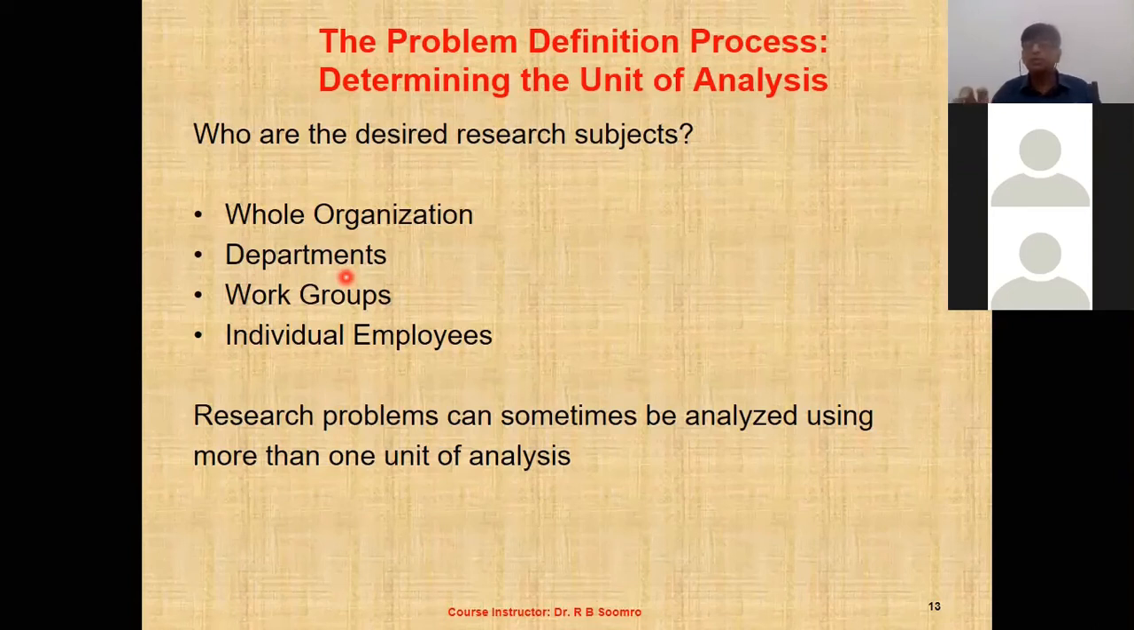For example, cross-sectional teams. There's a new concept of cross-sectional teams, where companies form certain teams by taking people from the different sections of the organization and making them one work group. Or it could even be a problem of an individual person. So this is the unit of analysis.